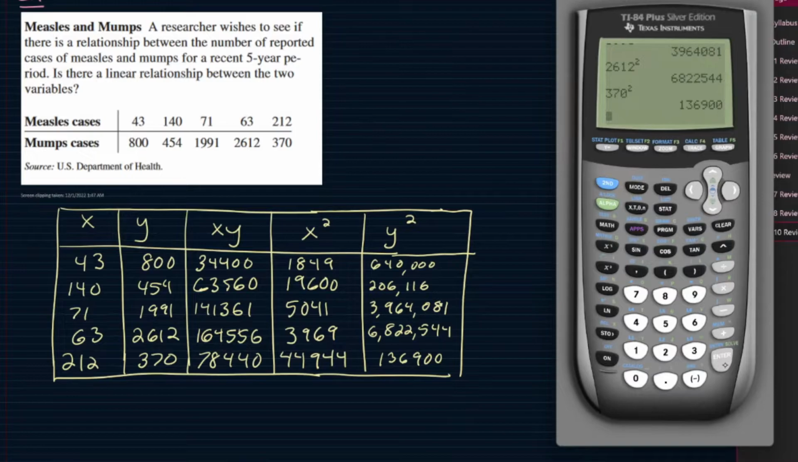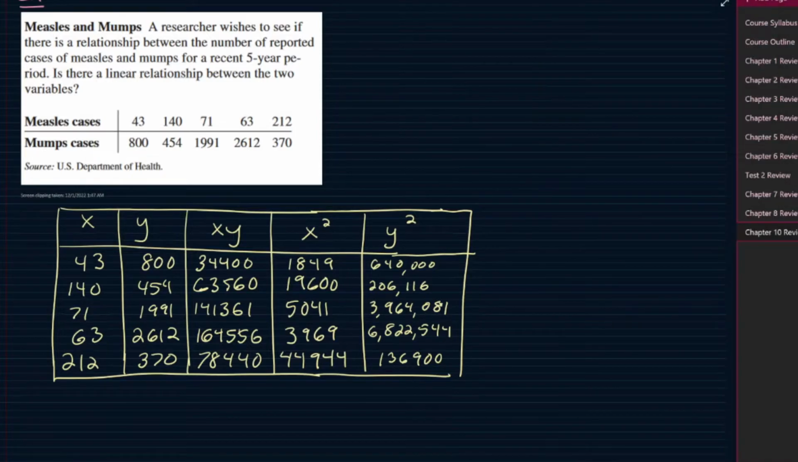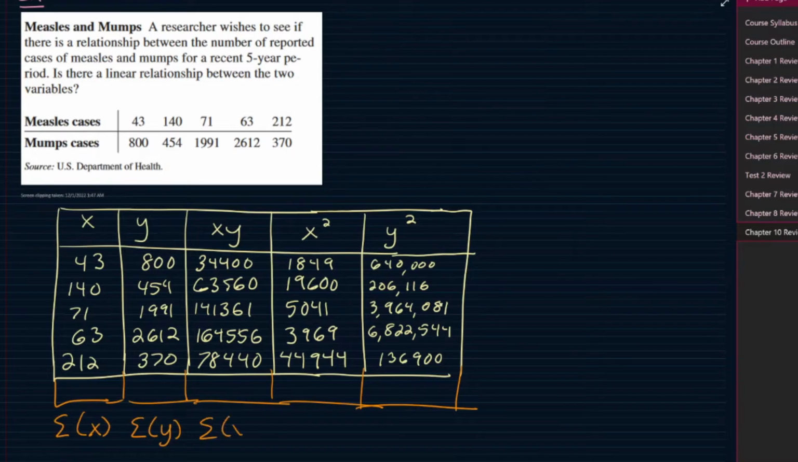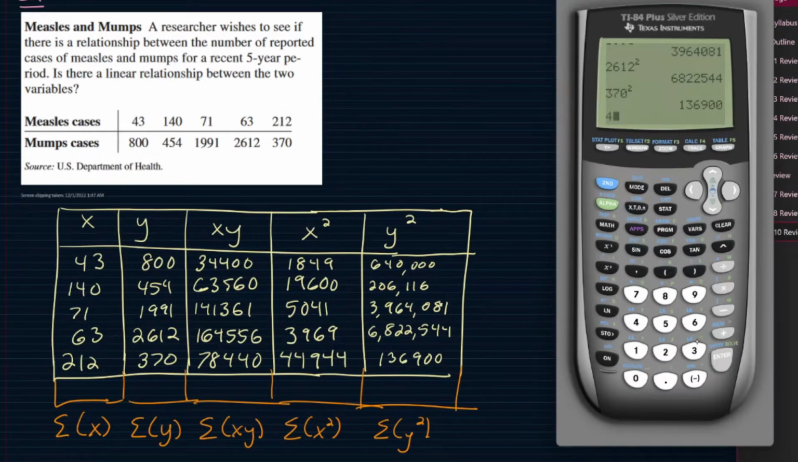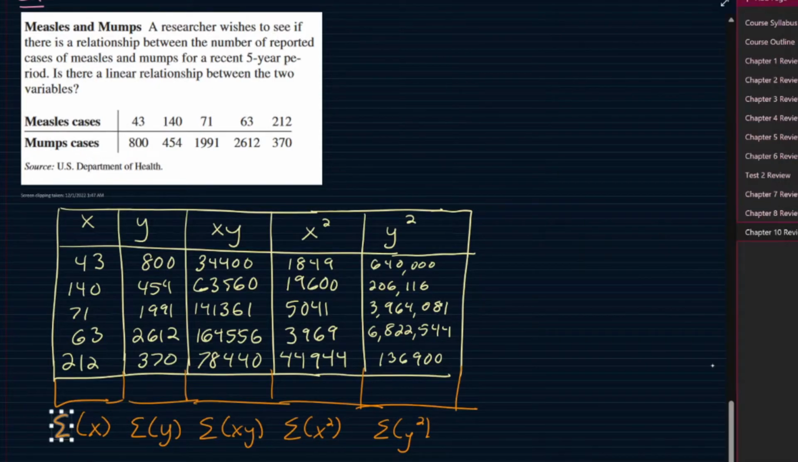Okay, finally got all those. Now we just need to sum every column. This will give us the sum of the x's, the sum of the y's, the sum of the xy's, the sum of the x squareds, the sum of the y squareds. 529 for the first one.